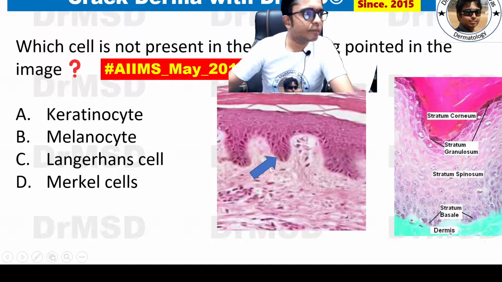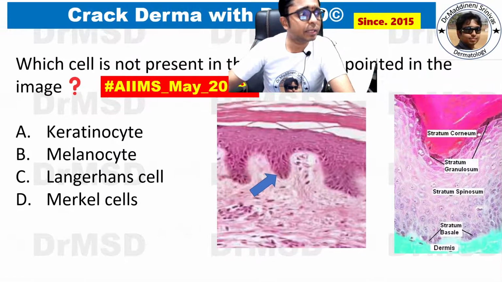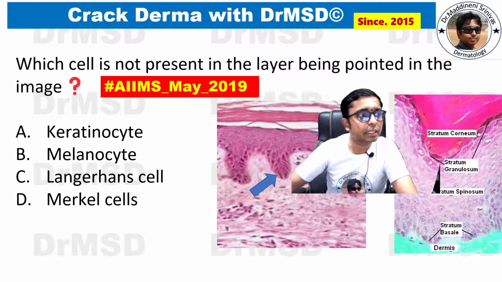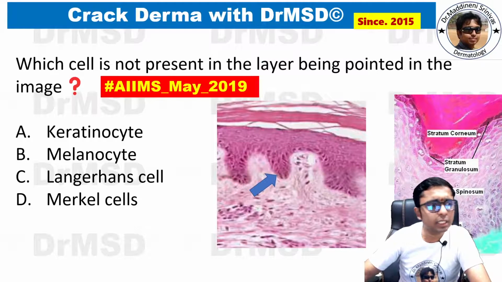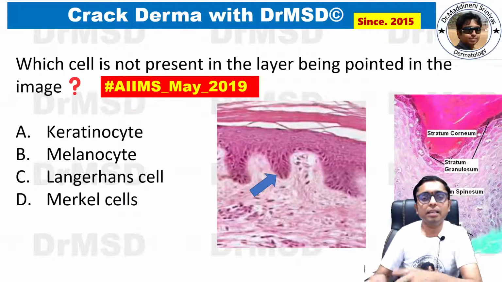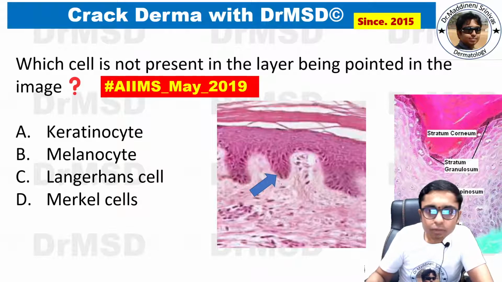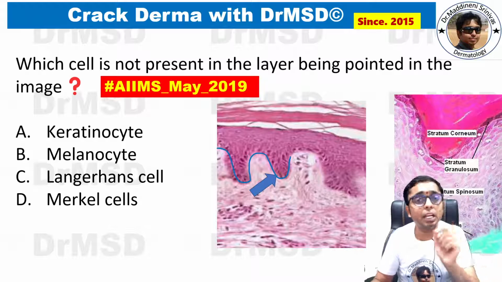And this is the next question: which cell is not present in the layer pointed to in the image? Which cell is not present in the layer which is pointed to here? You can see the arrow pointing towards this part, and if you have identified, this is a cut section of skin which you are looking at under the microscope.